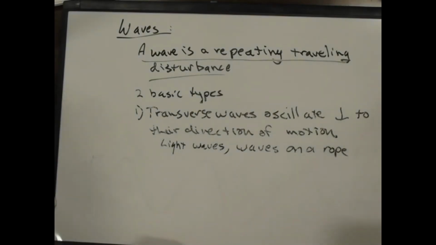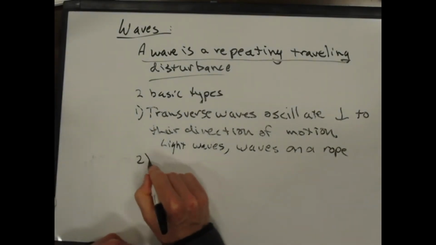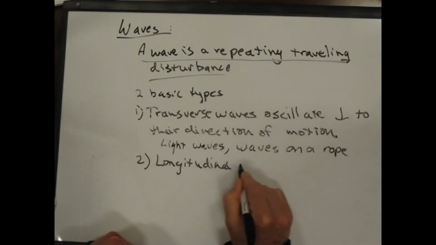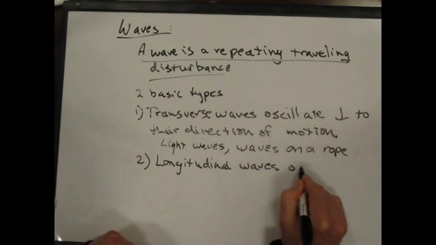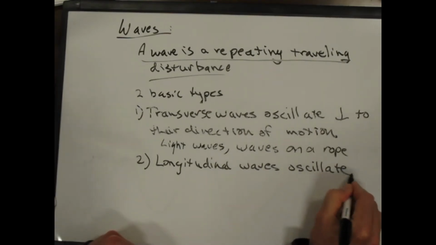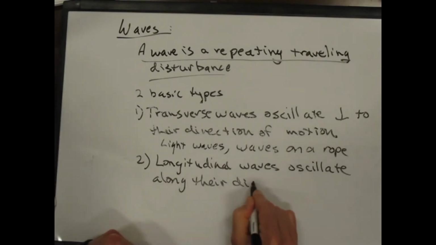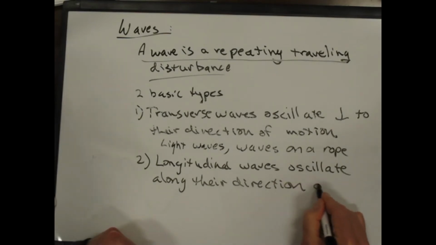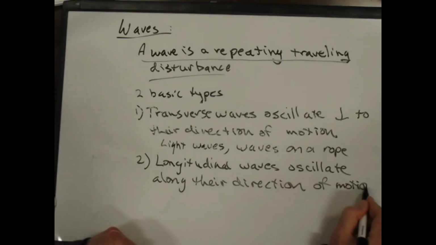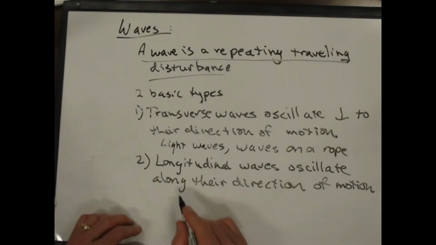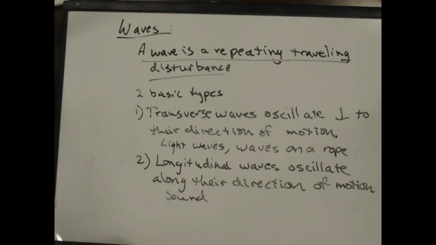I kind of messed up my writing there, but that's okay. Type 2 is longitudinal waves. Longitudinal waves oscillate along their direction of motion. And that may seem a little weird, but an example of this is sound waves. And there are others. And I can do a longitudinal wave on a slinky as well.